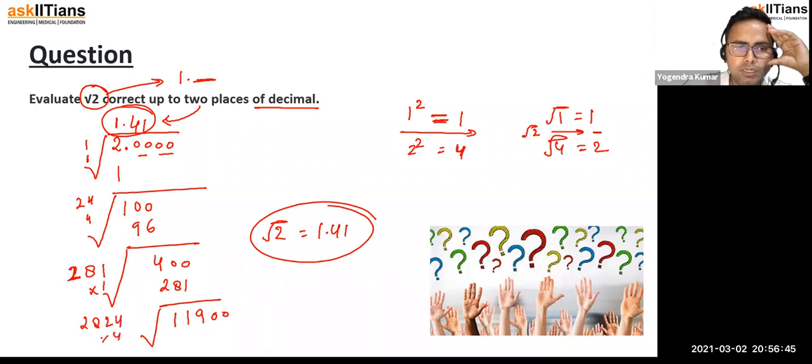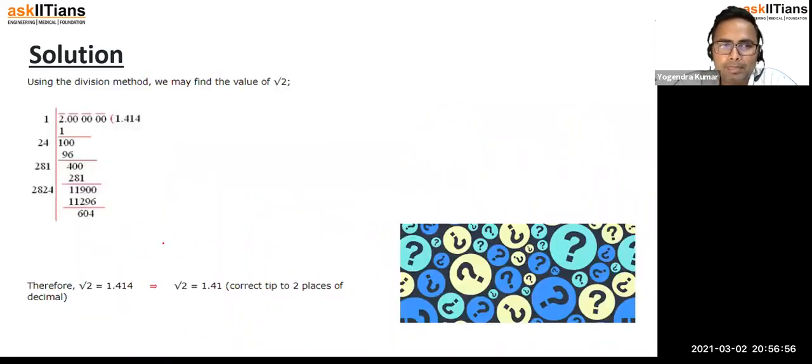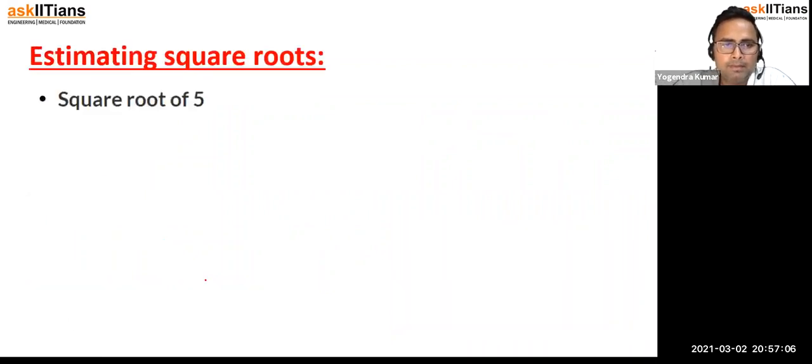So 4 times it will go. Then it will come like that only. So 4 will come at maximum. So this is how we can do it. I hope you are getting how to find the square root of a number. You can see that 1.414. This is the exact method shown here. You can understand this, right?